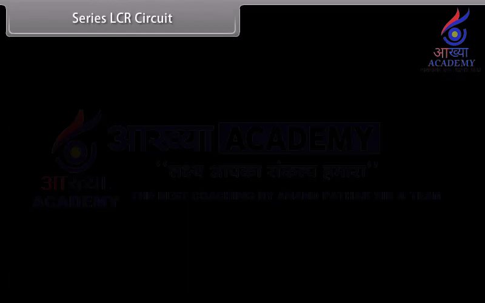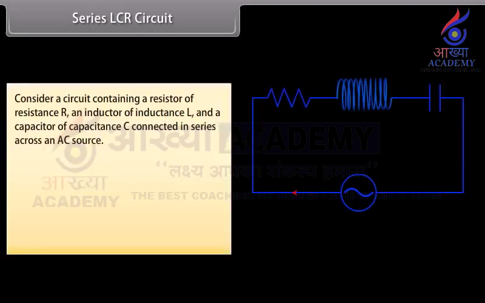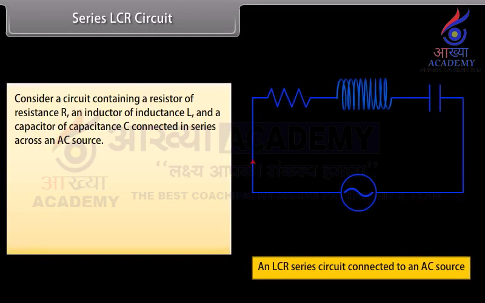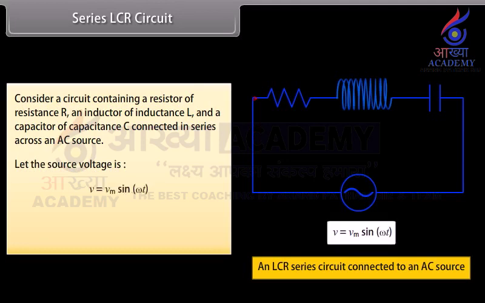Series LCR circuit. Consider a circuit containing a resistor of resistance R, an inductor of inductance L, and a capacitor of capacitance C connected in series across an AC source. Let the source voltage be V equals Vm sin omega t.